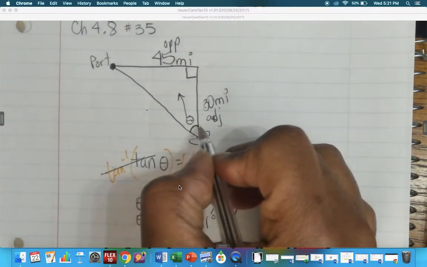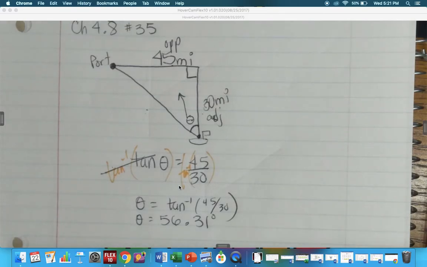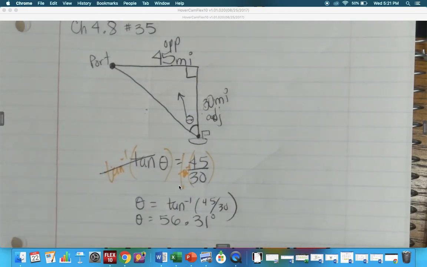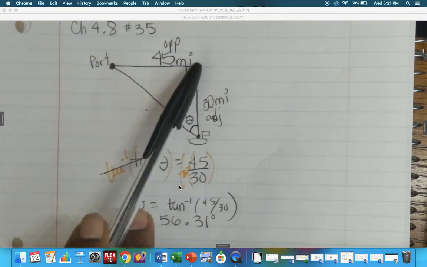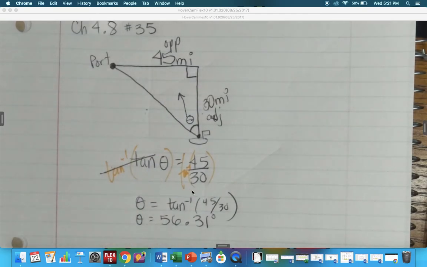All right. So just have to kind of read carefully and make sure your items are in the right location. My ship was up north and the port was down south. But if we read it carefully, it says the ship is south of the port and east of the port. All right, so that was number 35.